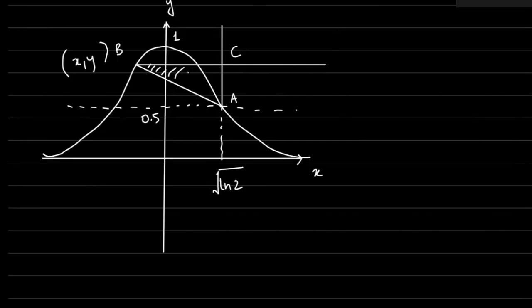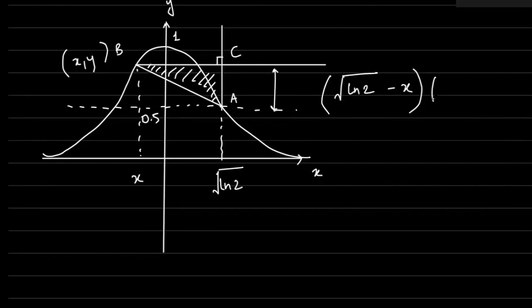So now the area of this triangle will be given by, it is simple because it is a right angle triangle and this is x. So therefore you will get under root ln2 minus x as this length, and this length will be y minus 0.5. And area of triangle is exactly half of this. This thing is equal to delta of x.